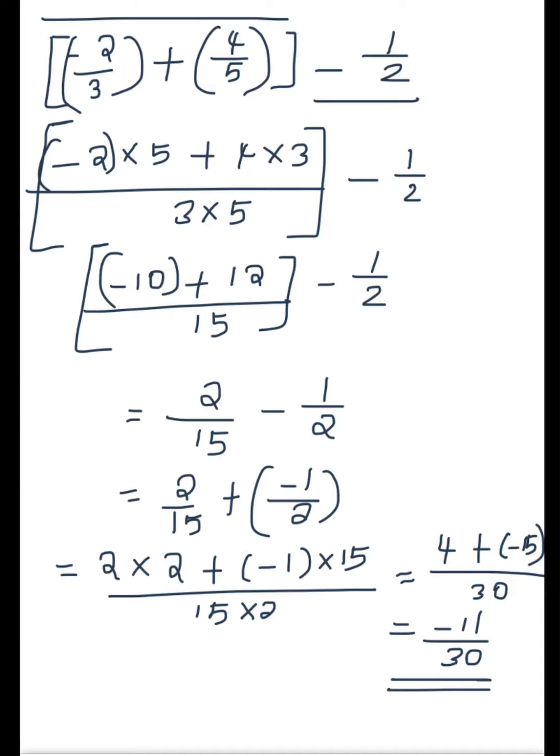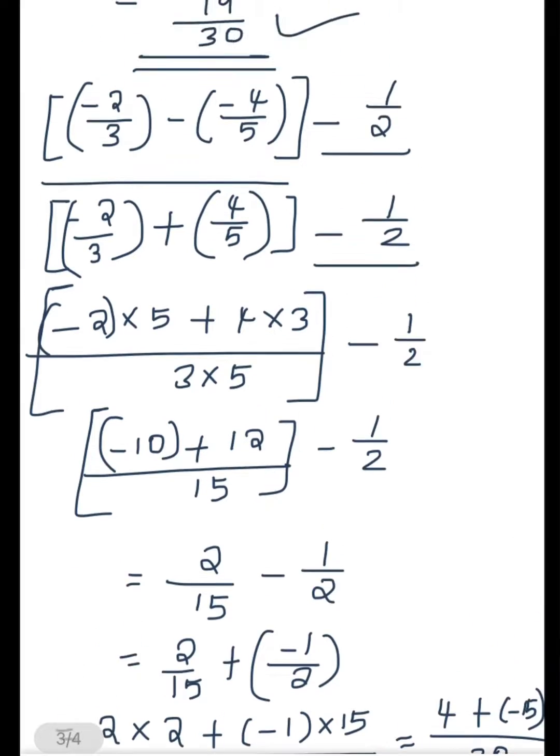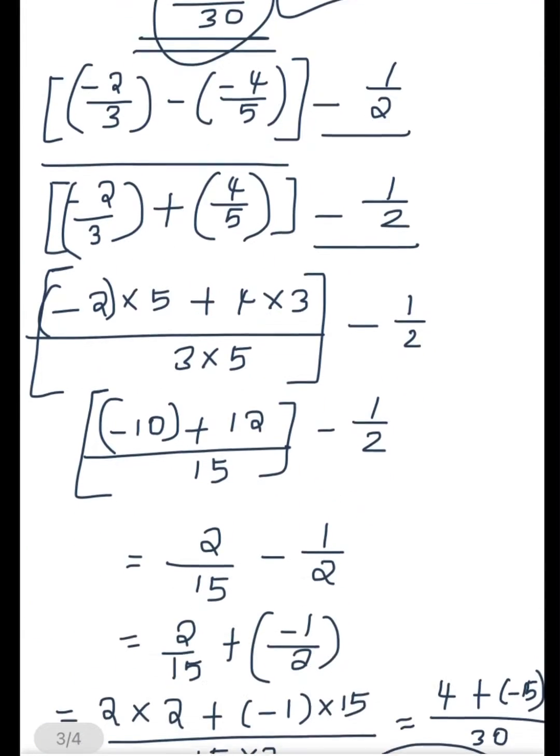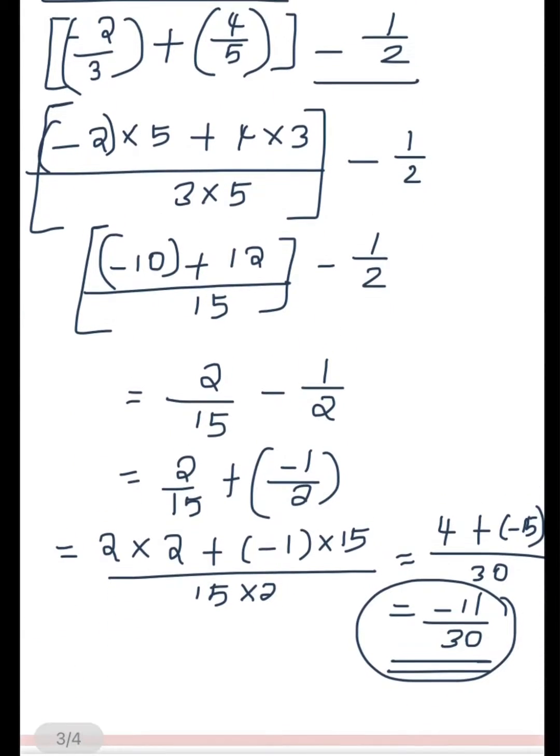So here you got the answer as what? Minus 11 by 30. And here the answer was what? 19 by 30. That means what? Both are different. That means you can say for any three rational numbers a, b and c, a minus b minus c is not equal to a minus b minus c, or you can say subtraction is not associative for rational numbers. Okay, so that is the conclusion we are getting.